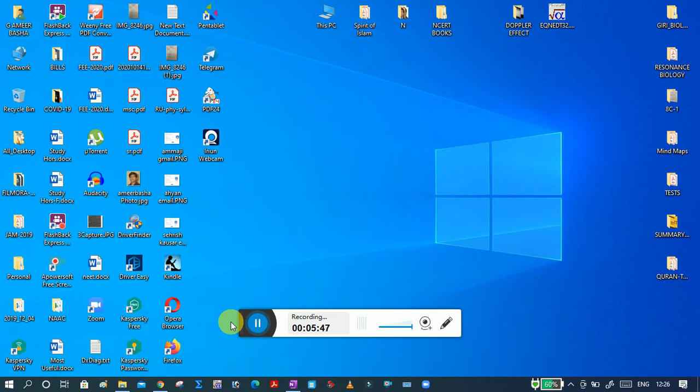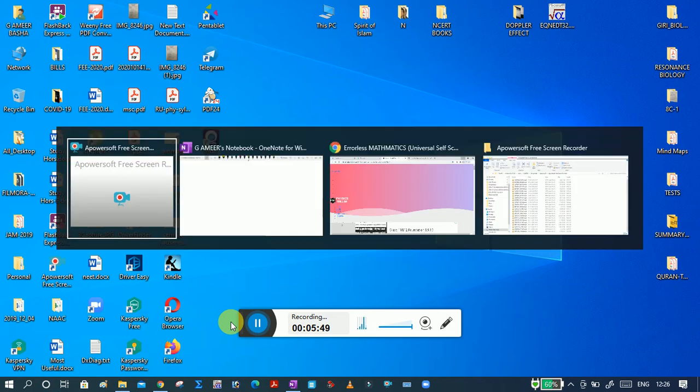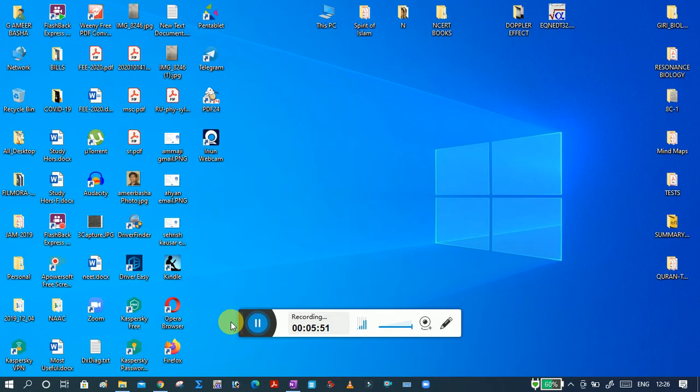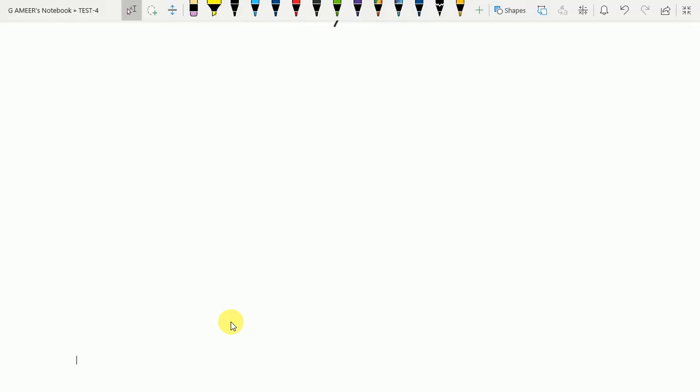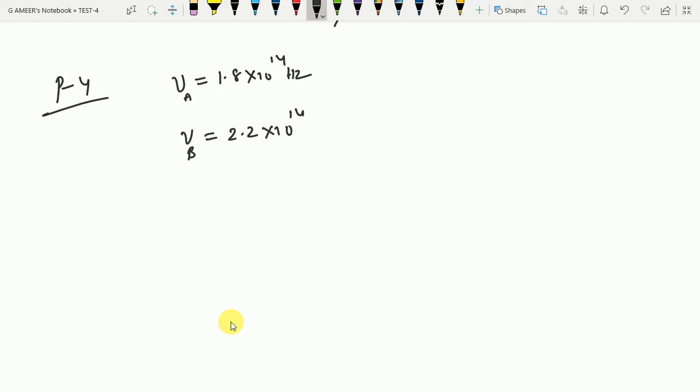Okay, fine. So let us see the fourth question. The fourth question is as follows. P4. In this question, A and B are the two metals. Threshold frequencies are given. For metal A, the threshold frequency is 1.8 into 10 power 14 Hz. And for metal B, the threshold frequency is 2.2 into 10 power 14 Hz.